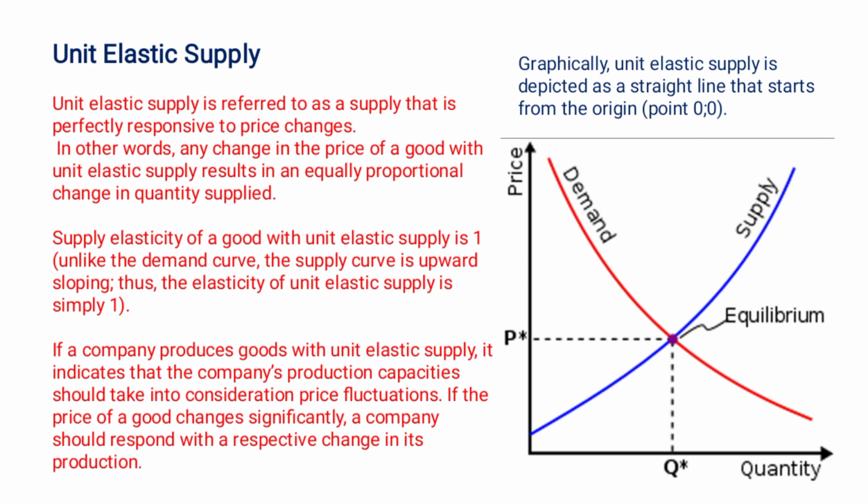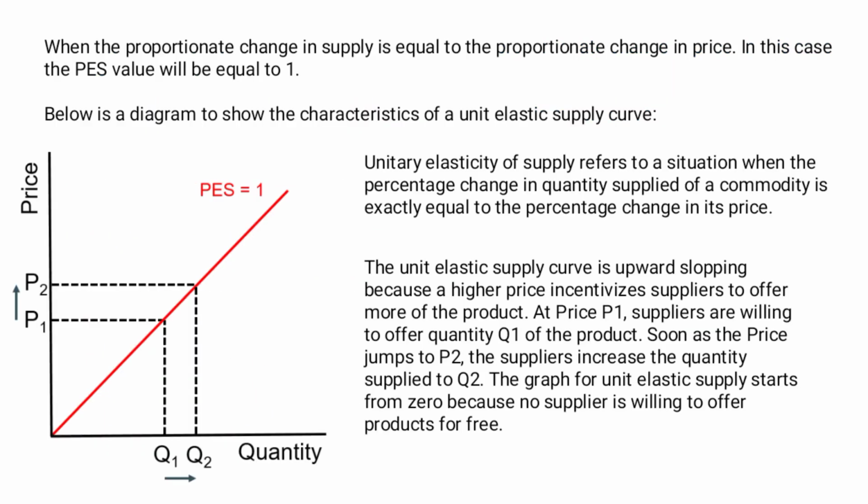If a company produces goods with unit elastic supply, it indicates that the company's production capacities should take into consideration price fluctuation. If the price of a good changes significantly, a company should respond with a respective change in its production. In this slide, I am trying to explain unitary elasticity in a graphical manner.